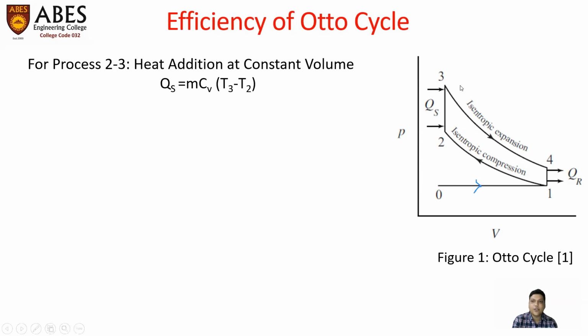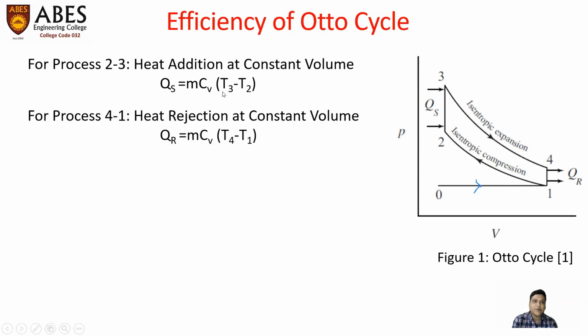First process is 2 to 3, where heat is added to the engine. The expression is represented mathematically as mCv(T3 minus T2). Next process is 4 to 1. This process represents heat rejected at constant volume, and mathematically it is represented as mCv(T4 minus T1).